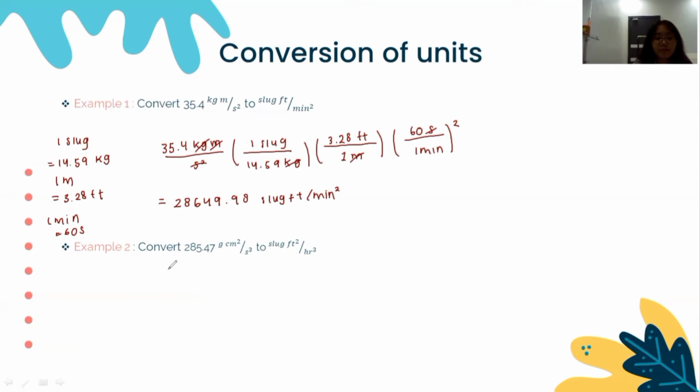Next, we're going to solve question number 2, and that is convert 285.47 gram cm squared per s cubed to slug feet squared per hour cubed. First, we need to write our units down. Next, we're going to convert gram to slug. Based on the English system table, we only have slug to kilogram. So we are going to convert gram to kilogram. 1 kilogram is equal to 1,000 gram.